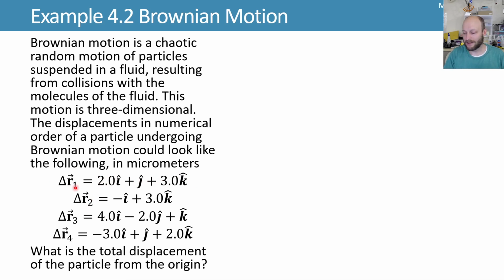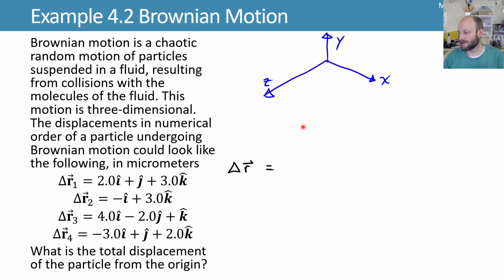And it's followed by a second, a third, and a fourth. So we want to know what's the total displacement of the particle from the origin once you add up all these displacement vectors. I'm going to draw this as we go to get an idea on what's going on graphically, and then we'll add up all the components. So we want to find our total displacement, and we'll start graphically by drawing our x, y, and z coordinates.